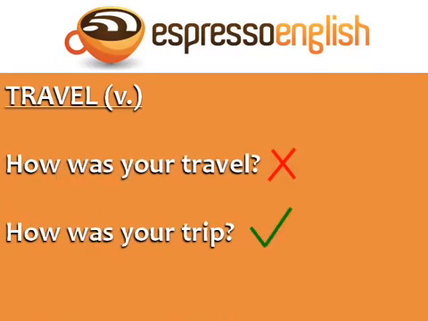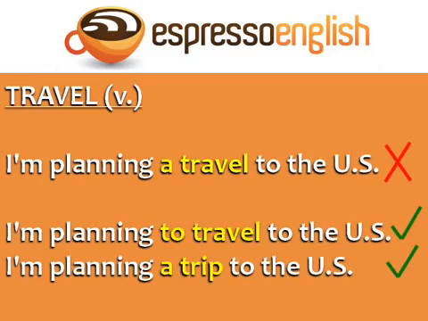One common error students make is saying, "How was your travel?" This is not correct. The correct sentence is, "How was your trip?" Another example is, I'm planning a travel to the U.S.